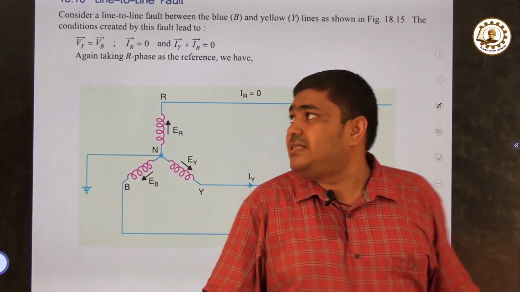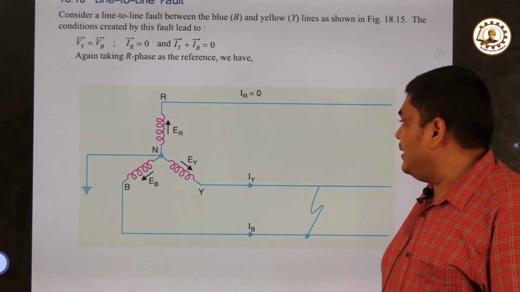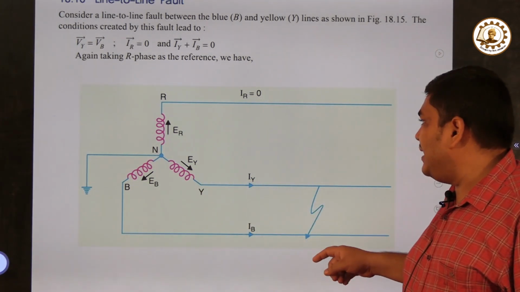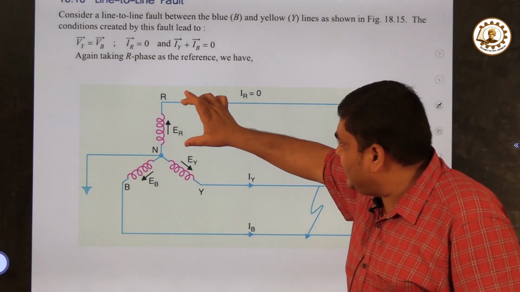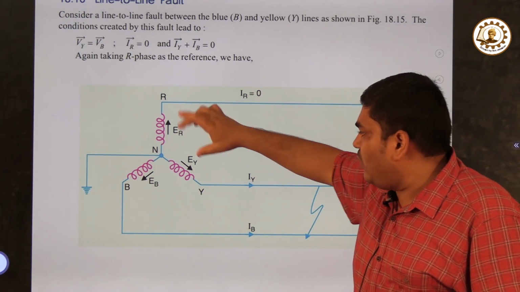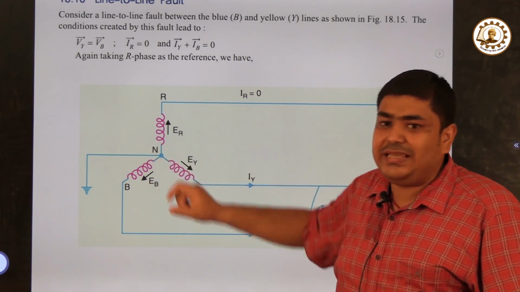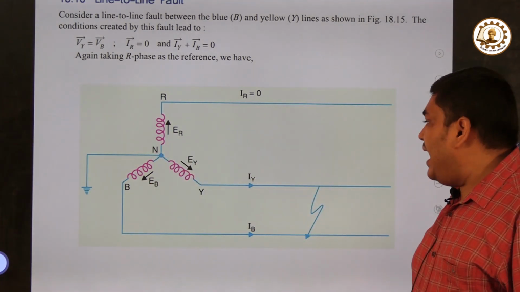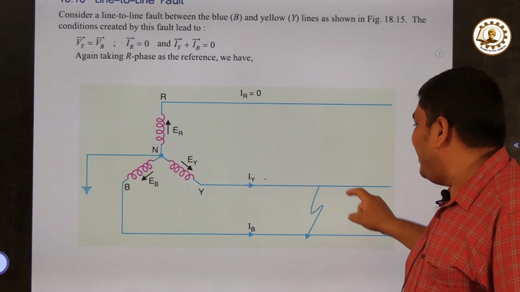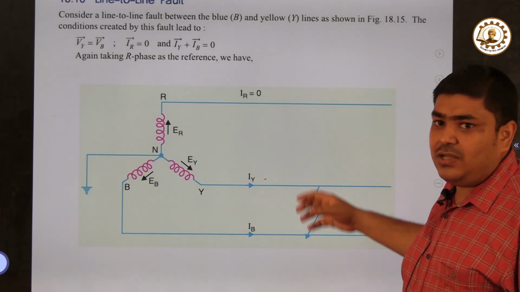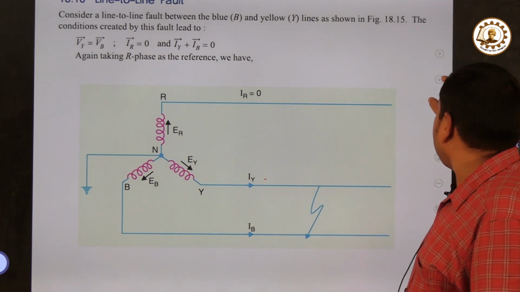Now, the next topic is double line fault. In this case, we are assuming that the generated EMFs for R phase, Y phase and B phase are ER, EY and EB respectively, and Y phase and B phase are short circuited.